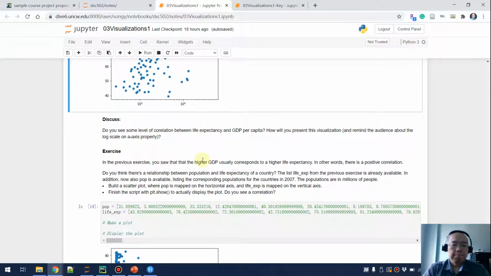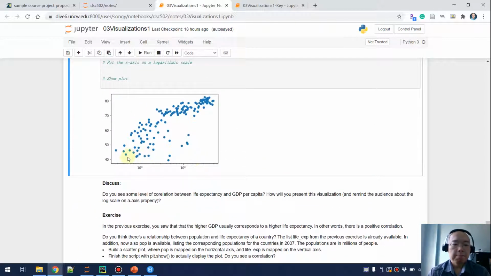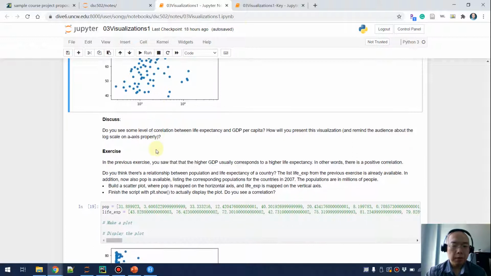After we apply the log scale, do you still see a positive correlation? Probably yes, right? Even though we applied the log scale, we still see that as the GDP per capita on the x-axis increases, the value on the y-axis also increases. So there is still a positive correlation. So if you're lucky enough to be born in a wealthy country, you are expected to live longer, right?